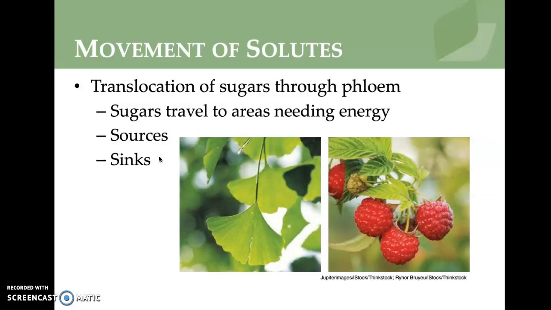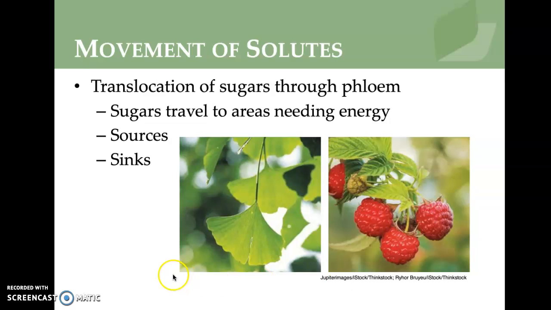All right. So translocation of sugars through the phloem. Sugars travel to an area, or two areas needing energy. It's basically movement of sugar within the plant. So when you look at this, you have raspberries on here, and we hope that they're sweet. Part of the problem, if you've ever had a really bitter raspberry, one, it may not have been ripened yet. Number two, it might not have had enough sugar movement throughout the plant, because that's actually what makes it sweet too.